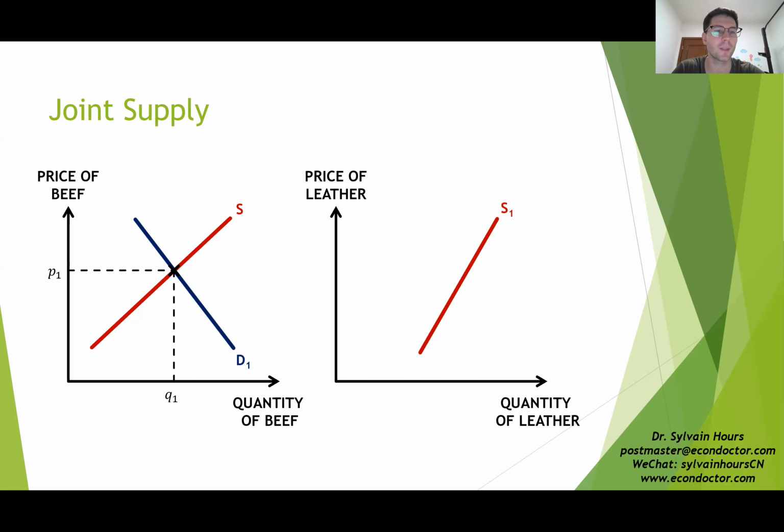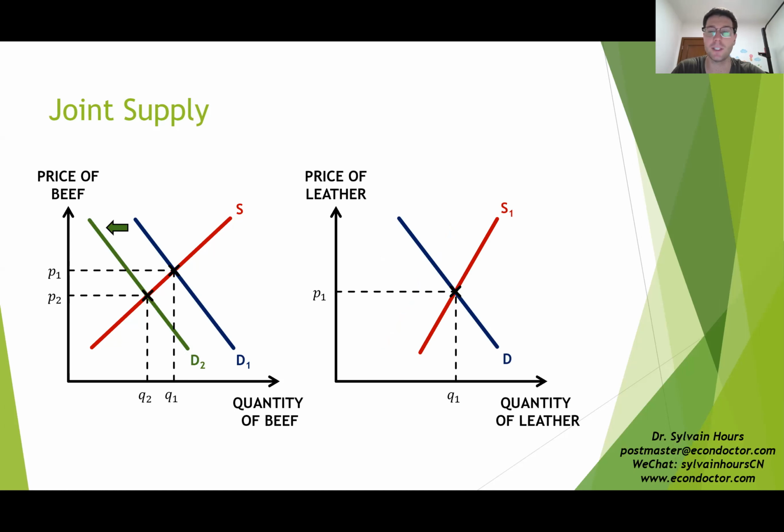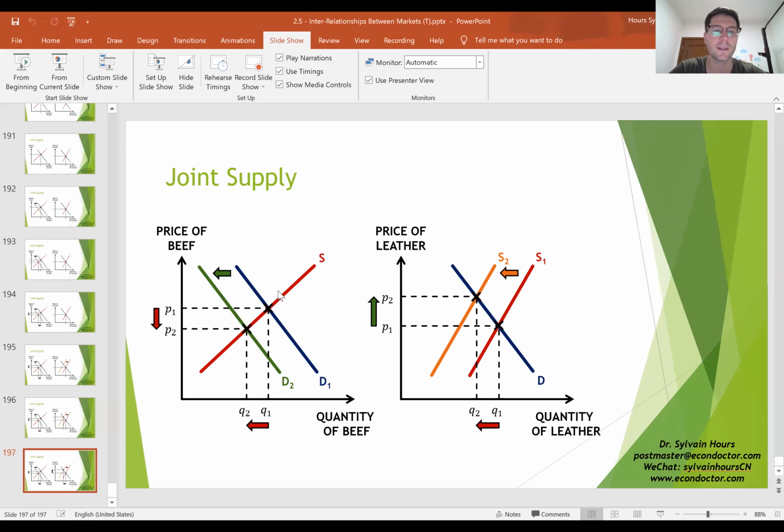On the other hand, if the demand for beef decreases, the price decreases, so firms are encouraged to produce less. And therefore, if they produce less beef, they also produce less leather. So the supply of leather will decrease, a leftward shift. And the price of leather will increase and the quantity will decrease. Okay. And that's it.